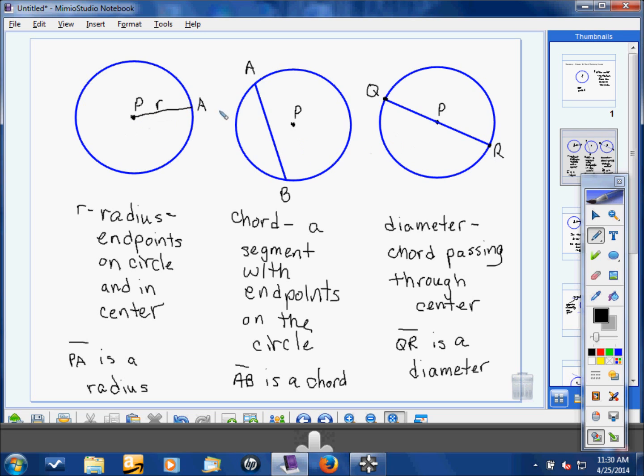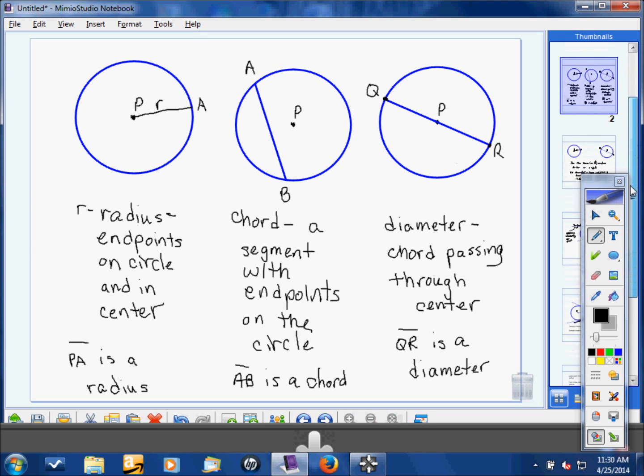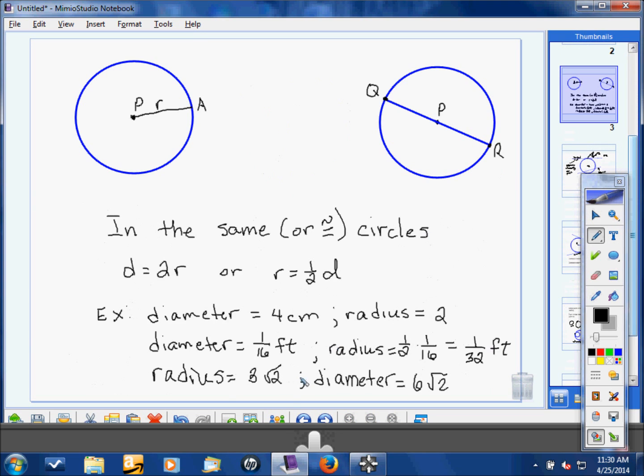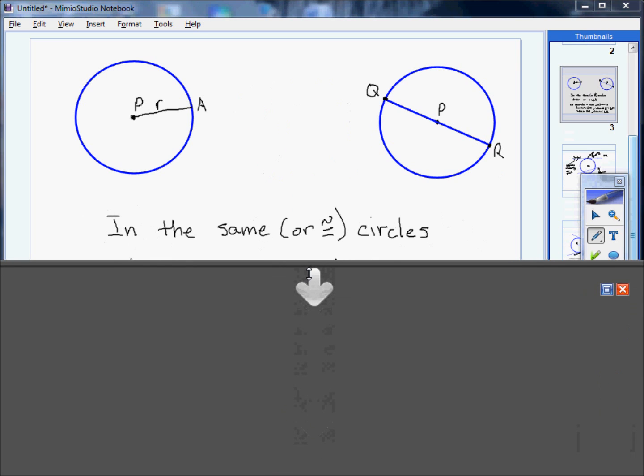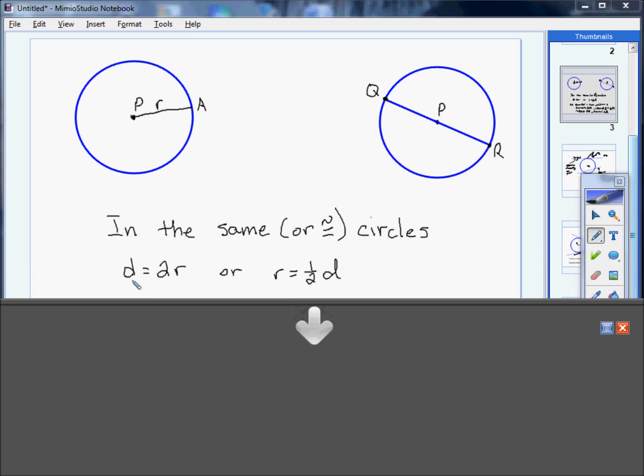Compared to a diameter, how long is a radius? Half. So compared to a radius, how long is a diameter? Times 2. Good. A lot of this is not new information, but we need to make sure that you get that. In the same circle or congruent circles, the diameter equals 2 times the radius, or you could say the radius is half the diameter.